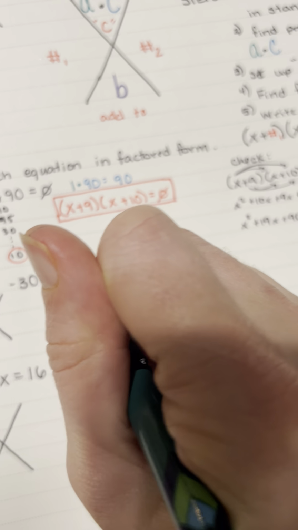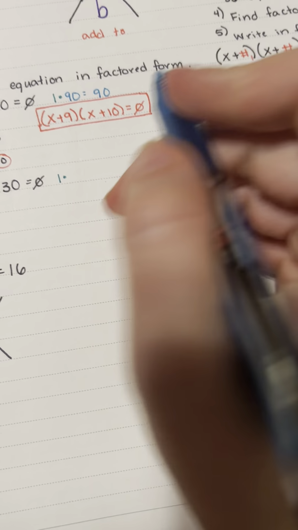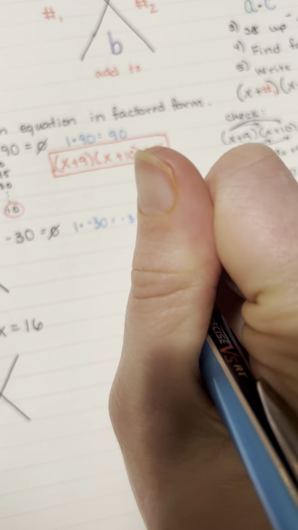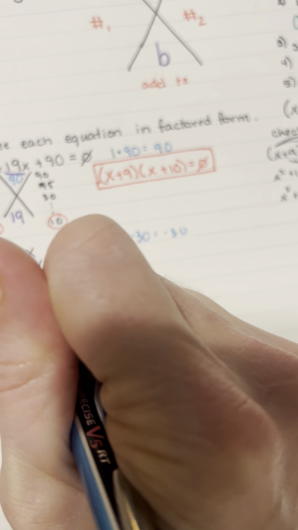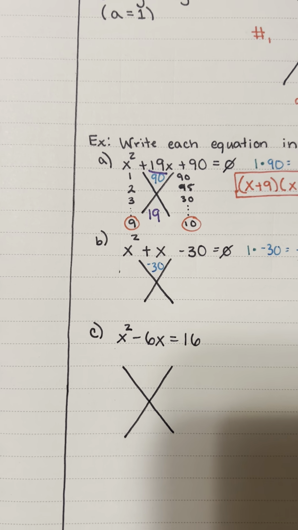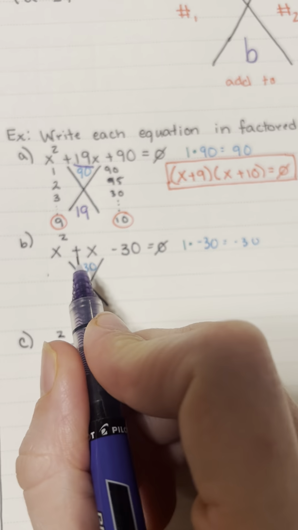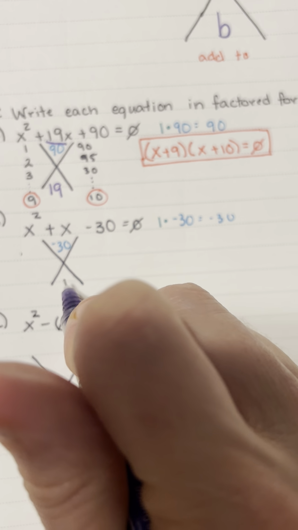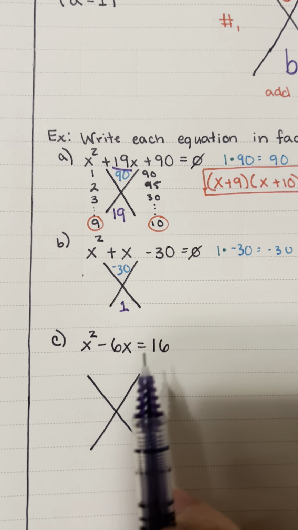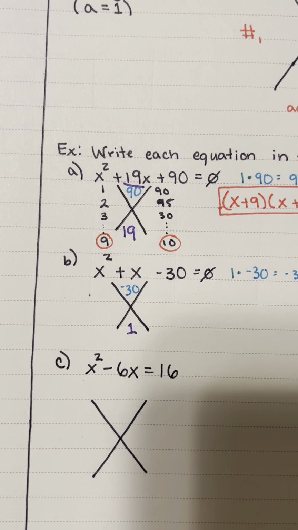So 1 times negative 30. And at this point, you probably can do it in your head, hopefully. But you should understand that negative 30 is the number that I'm going to put on top, which happens to be my c value in this case. And it's always going to be the case when a is equal to 1. And then x, there is nothing with x, so I'm going to put 1 here, because remember, technically, this is a 1x. So I'm trying to find two numbers that multiply to negative 30 and add to 1.